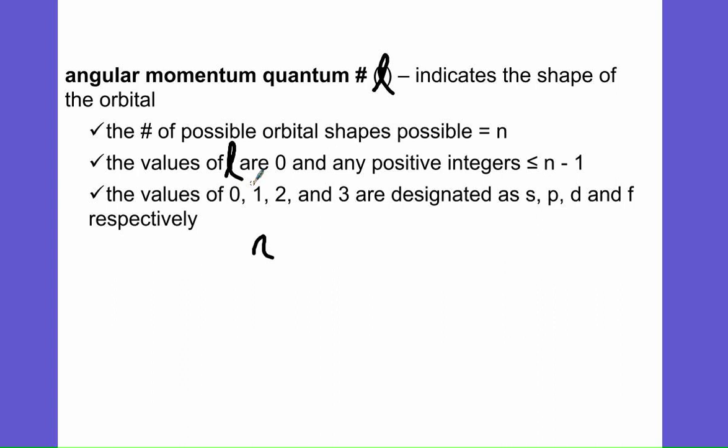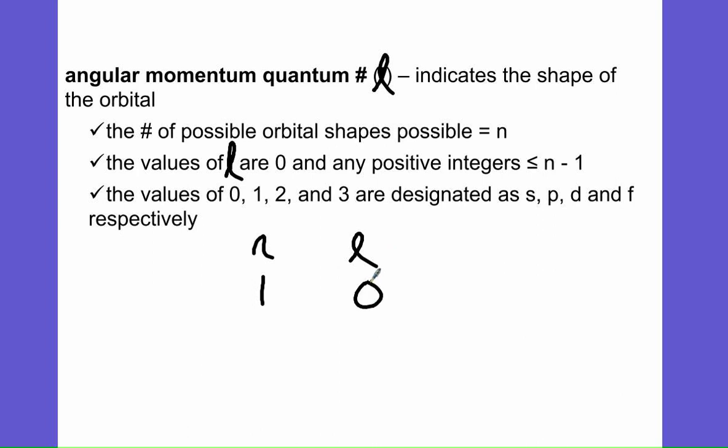But n can be, again, 1, 2, 3, 4, whatever, right? But L is going to be, again, values of L are 0 and any positive integers less than or equal to n minus 1. Well, it turns out in this case, n minus 1, if 1 is my n value, 1 minus 1 is 0.